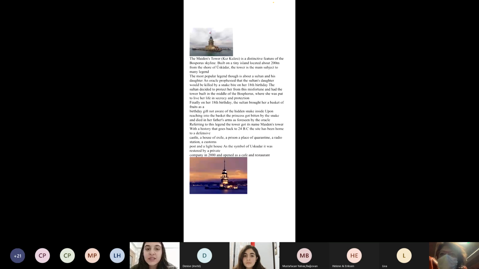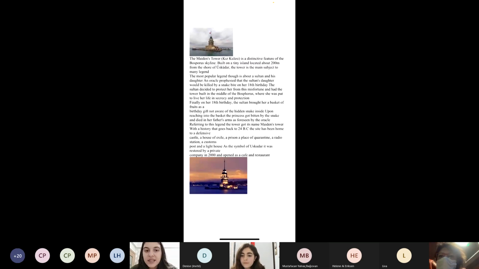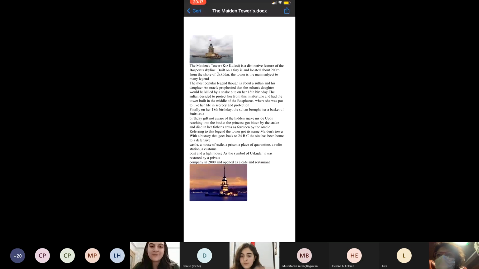Finally, on her 18th birthday, the Sultan brought her a basket of fruits as a birthday gift. Not aware of the hidden snake inside, the princess, reaching into the basket, got bitten by the snake and died in her father's arms as foreseen by the oracle. Referring to this legend, the tower got its name as Maiden's Tower. With a history that goes back to 24 BC, it has been home to a defensive castle, a house of exile, a prison, a palace of quarantine, a radio station, a customs post, and a lighthouse. As the symbol of Üsküdar, it was restored by a private company in 2000 and opened as a cafe and restaurant. Thanks for listening to me.